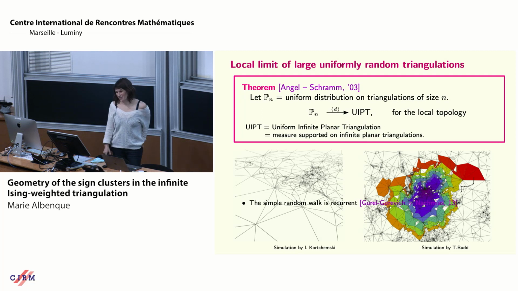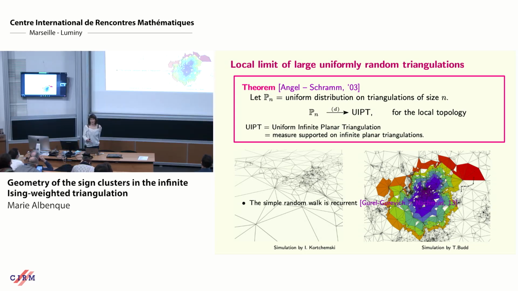So in 2003, Angel and Schramm proved that if you use a uniform measure on triangulations, so remember the set of triangulations with 3n edges, the finite set, you just take the uniform distribution on this set, they proved that the distribution converges in the sense of the local topology towards an infinite triangulation, or more precisely, a probability distribution on infinite triangulations that they call the UIPT, for uniform infinite planar triangulation, which is a measure supported on infinite planar triangulations.